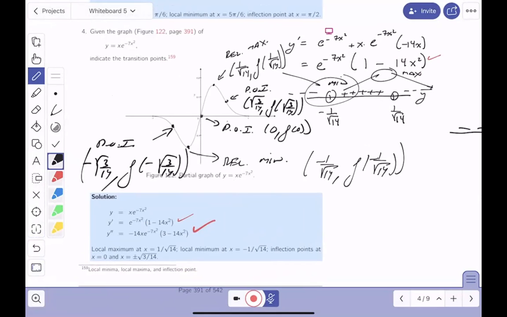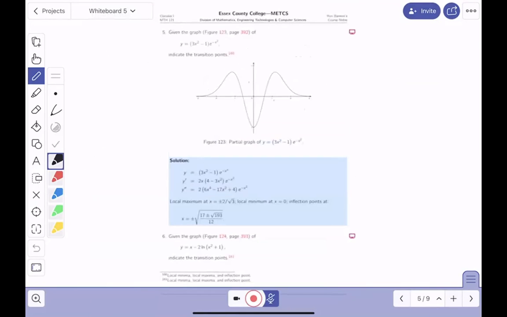All right, so local maximum at 1 over root 14, I have that written down. Local minimum at minus 1 over root 14, I have that written down. Inflection points at 0, I have that written down, and plus or minus the root of 3/14, and that's written down for you. Again, for a lot of students, it's a lot of work. We're encouraging you to do the work.